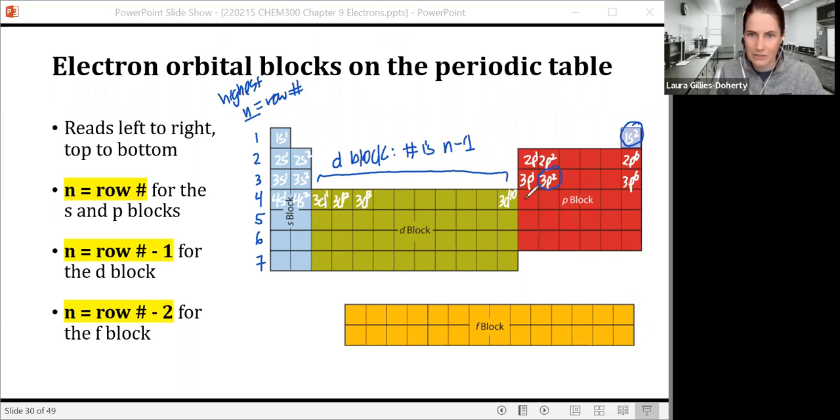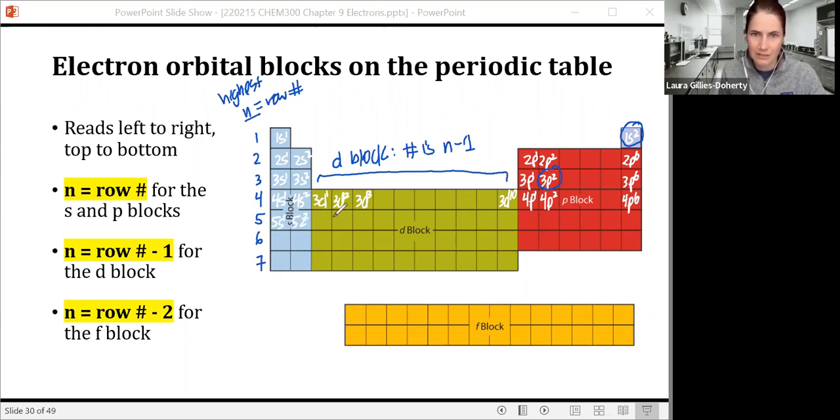And then you go back to a P block. P blocks get the same number as the row number. So this would be 4P1, 4P2, all the way across to 4P6. Then you drop down, you do it again. Now we're in the 5th row. So the S and the P orbitals get the same number as the row number. So this would be 5s1, 5s2.